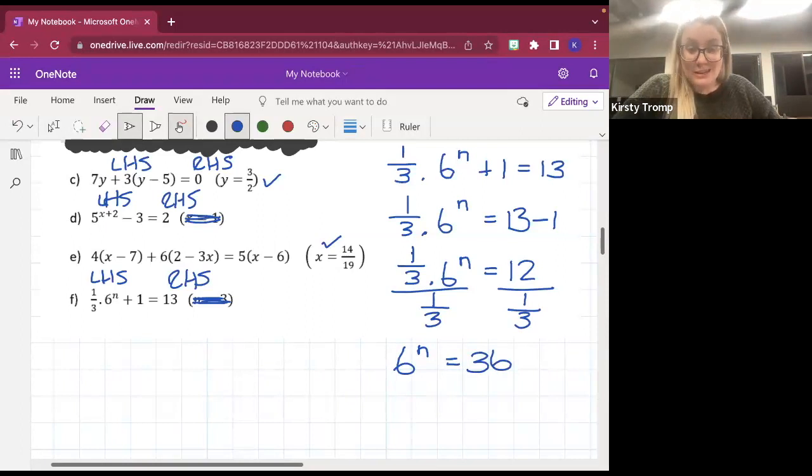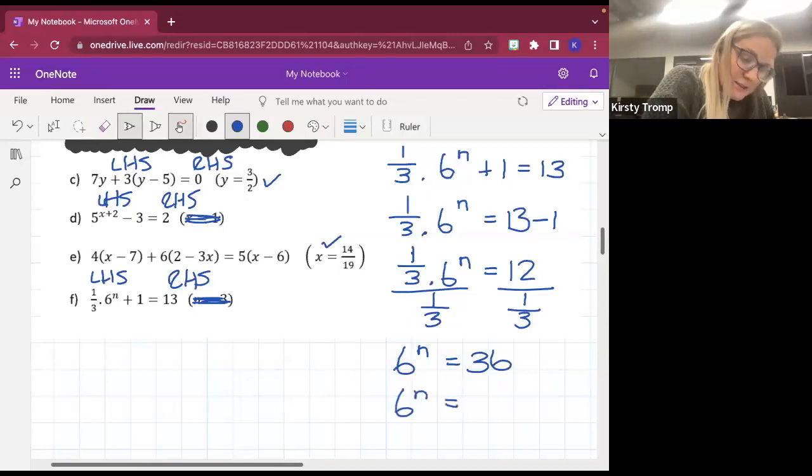Now, what do I see? I see that my variable, my letter, is in the exponent. When I have a letter up there in the exponent, the goal is to get the same base on each side, the same bottom. So I've got 6 to the n is equal to 36. How can I write 36 so that I can see a 6 in it? Tammy's got the right answer. 36 is the same thing as 6 to the power of 2.